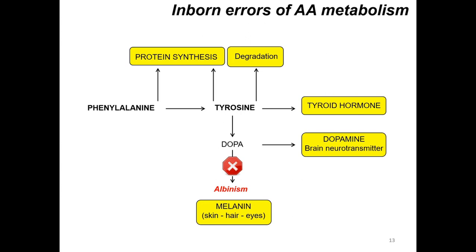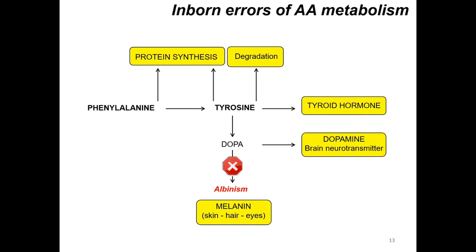the first disease, which is albinism. So you can see here that we have phenylalanine, which is an amino acid, and this can be transformed into tyrosine, and also we eat tyrosine with the diet. Tyrosine is another amino acid and can be used for different things. So for protein synthesis, for thyroid hormone synthesis, and tyrosine can also be transformed into DOPA.